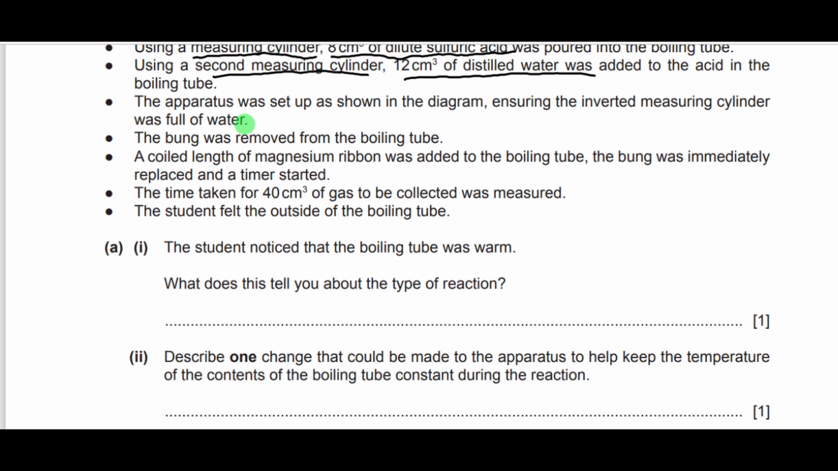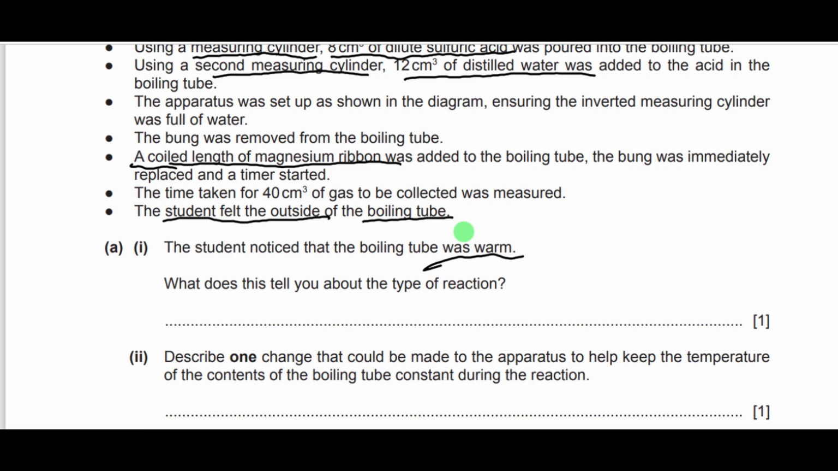The bung was removed from the boiling tube. A coiled length of magnesium ribbon was added to the boiling tube. The bung was immediately replaced and a timer started. The time taken for 40 cm³ of gas to be collected was measured. The student felt the outside of the boiling tube. The student noticed that the boiling tube was warm.